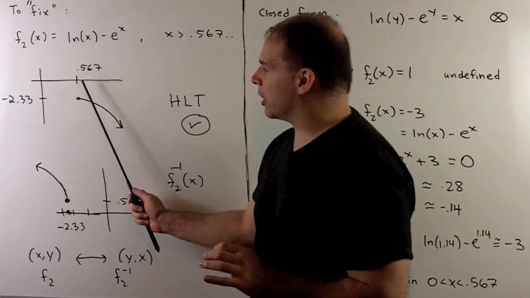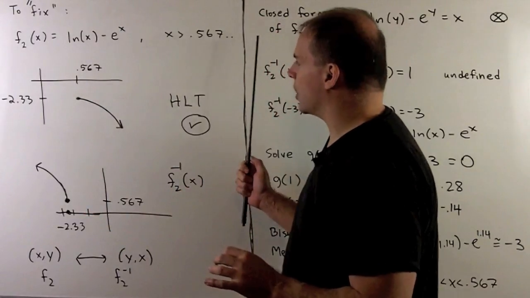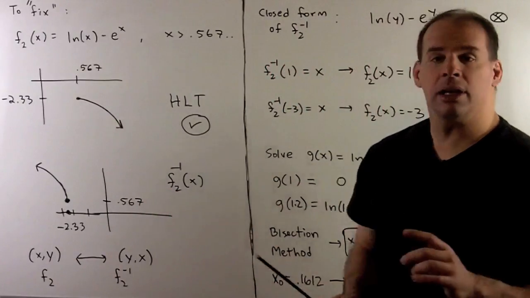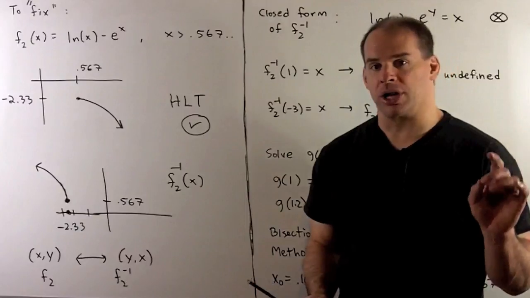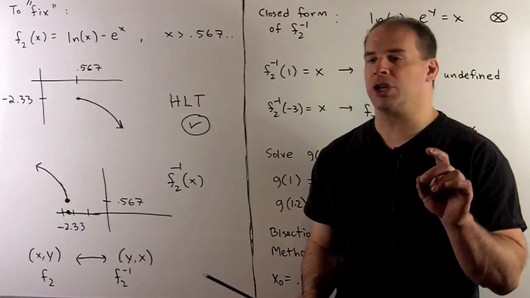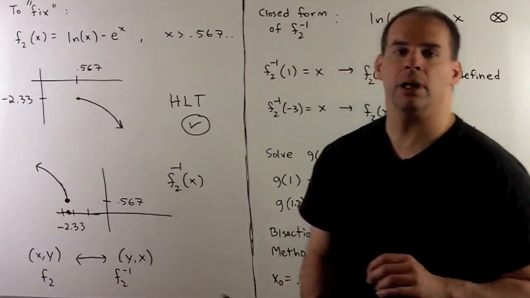So we're just going to consider all x beyond our 0.567 and so on. Now you'll note this function, the graph satisfies the horizontal line test, so we're one-to-one. There's an inverse function for our f2.